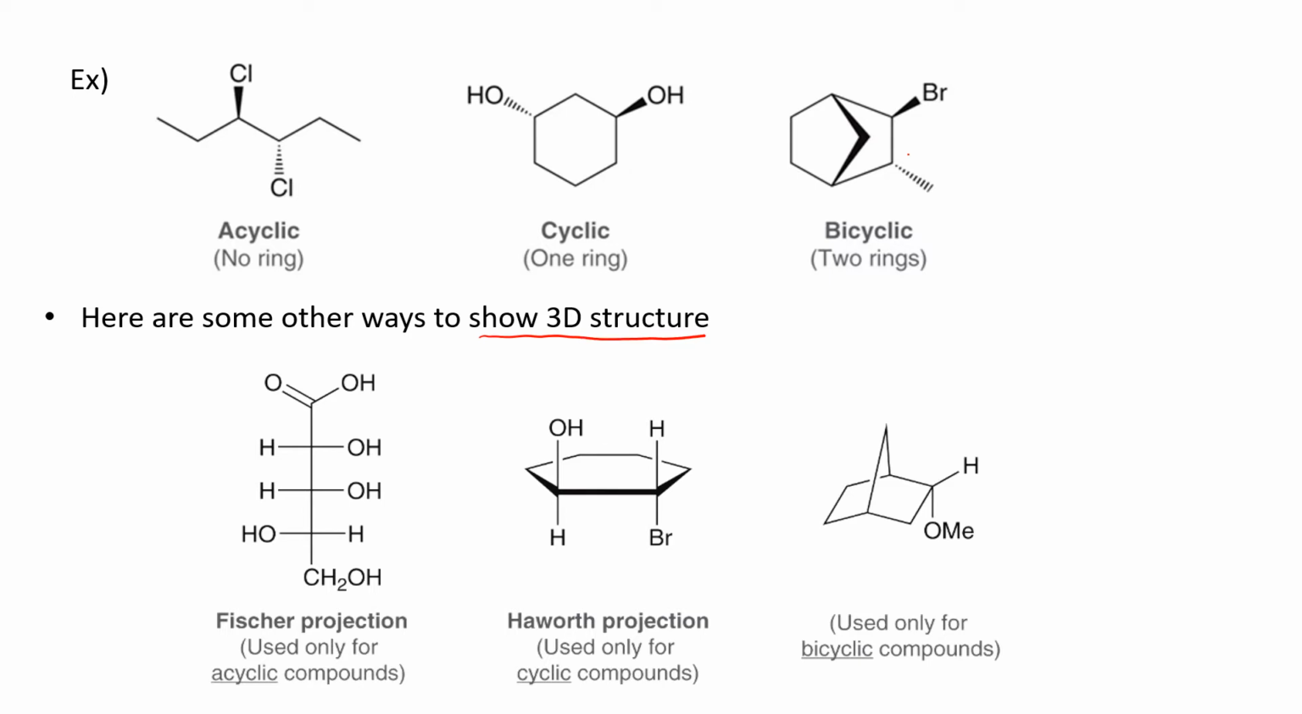The next one is called a Haworth projection. That's for cyclic compounds. And the final one is just a regular bond line structure, but we want to take notice that molecules can be bicyclic, meaning we have two fused rings. So there are many bicyclic molecules. We'll cover that when we get to chapter 4.